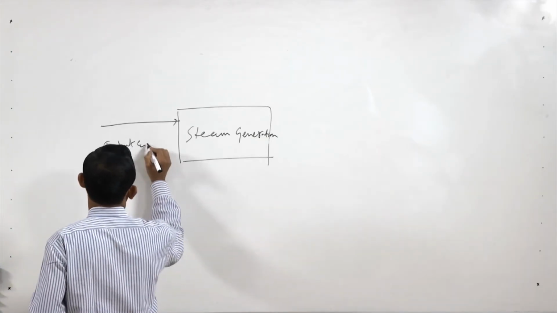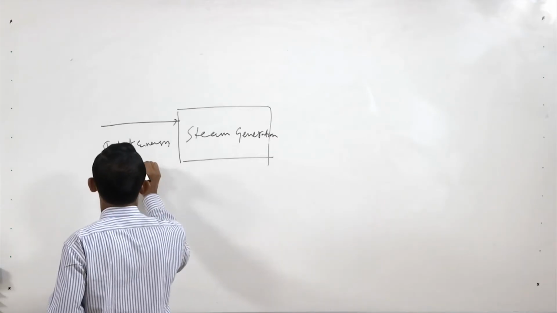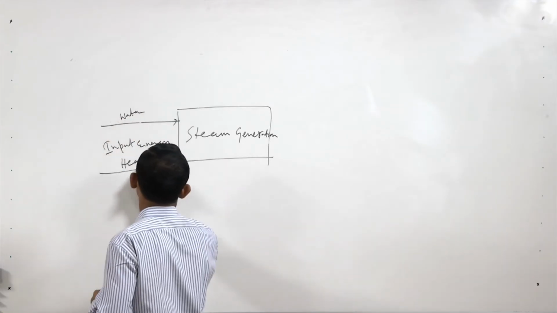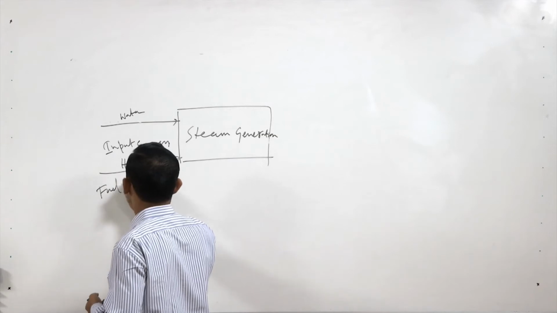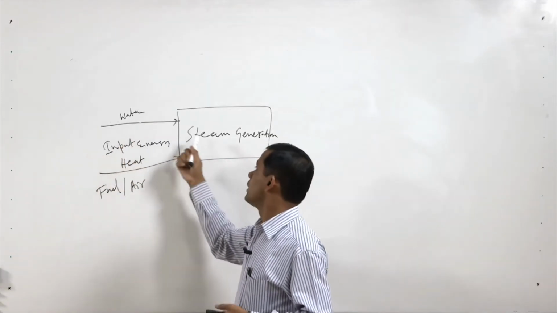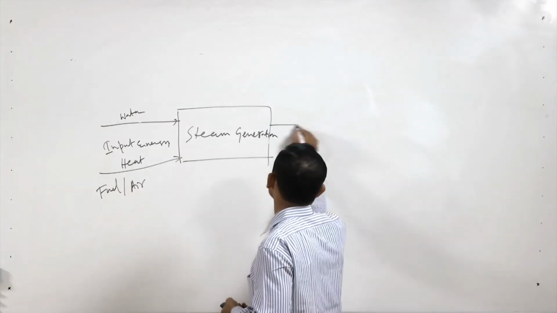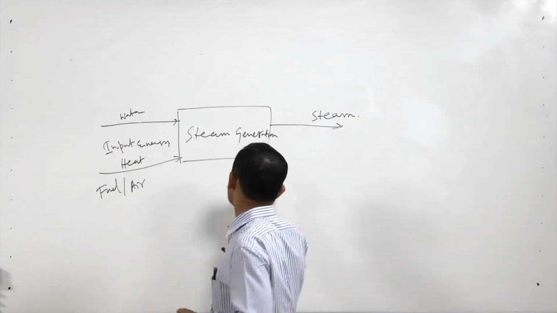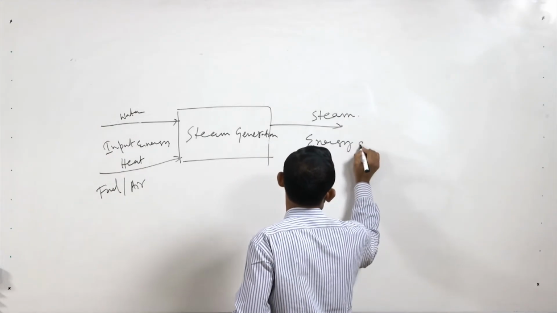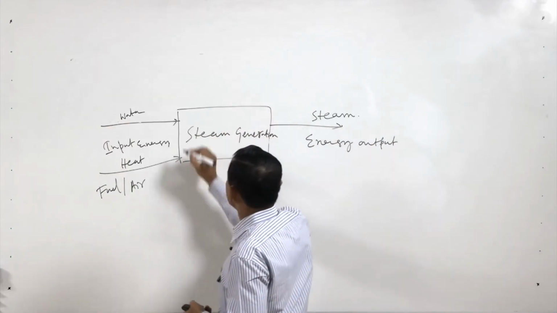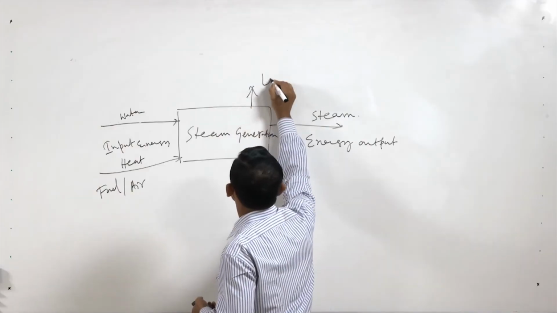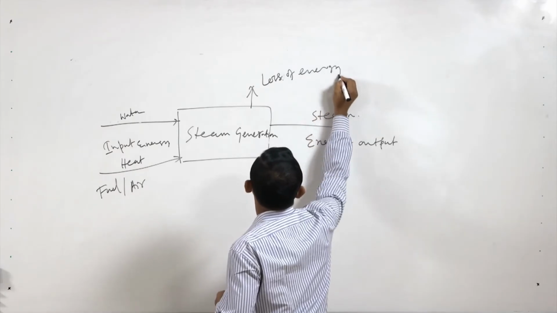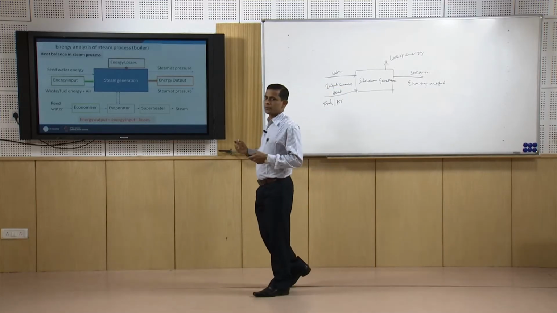So, input energy in terms of heat in water, as well as some heat in the fuel and air. So, this heat is the input to the system and then it is giving us steam. So, some energy is stored here. So, that is our energy output. And in between this process we are getting some loss of energy. So, this is the concept of energy, input to output and some losses.